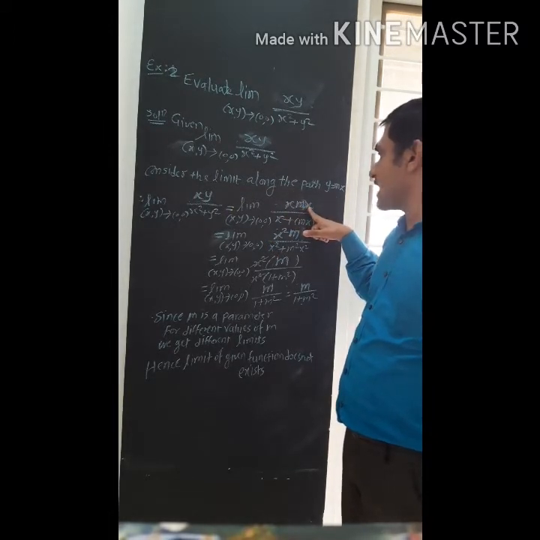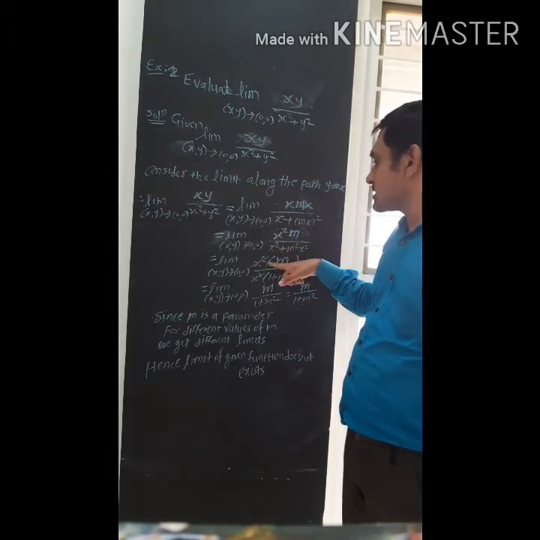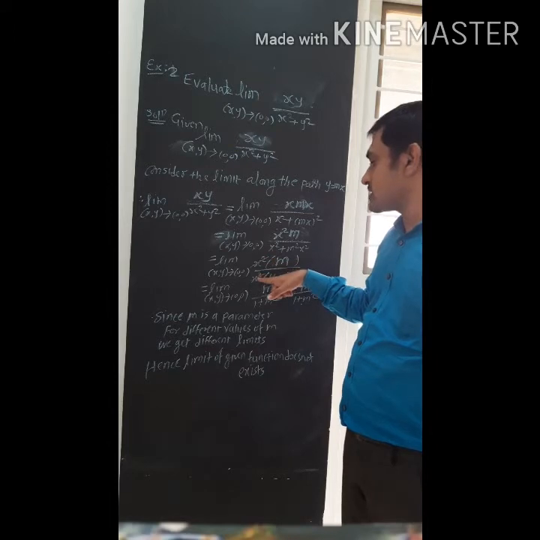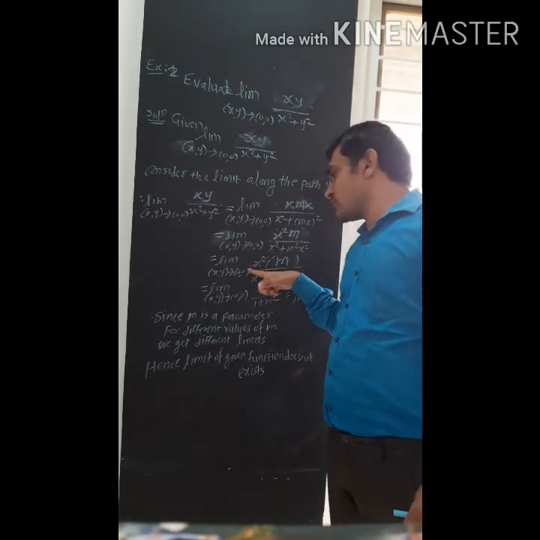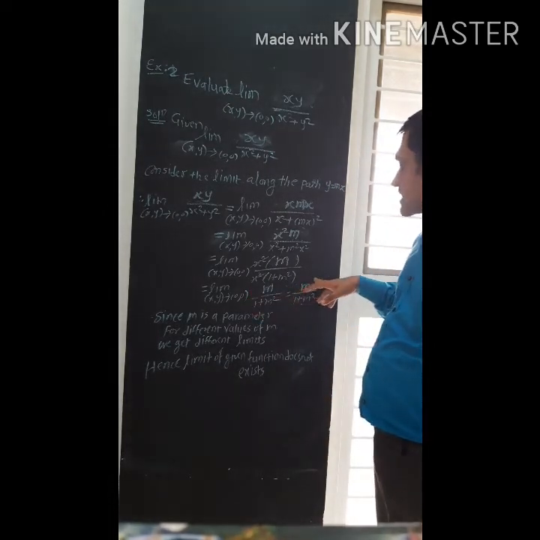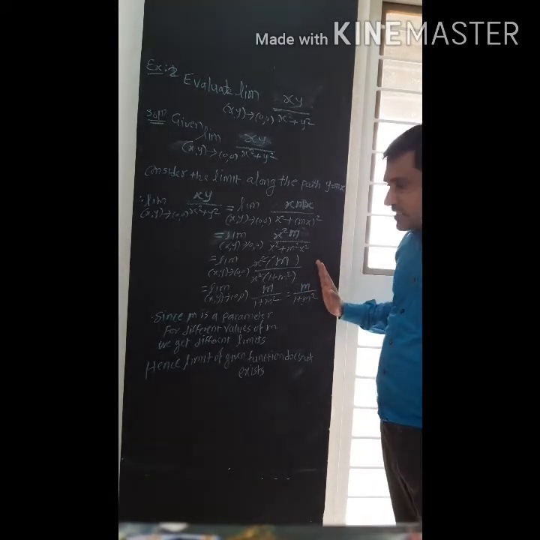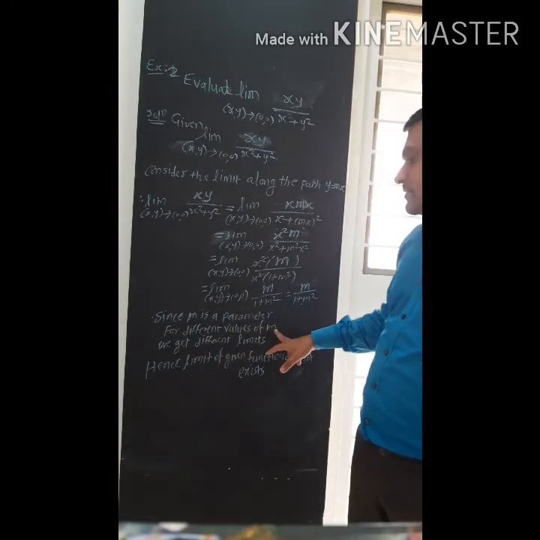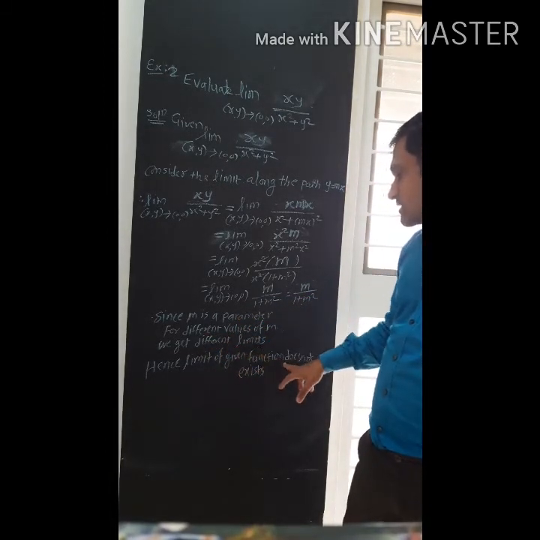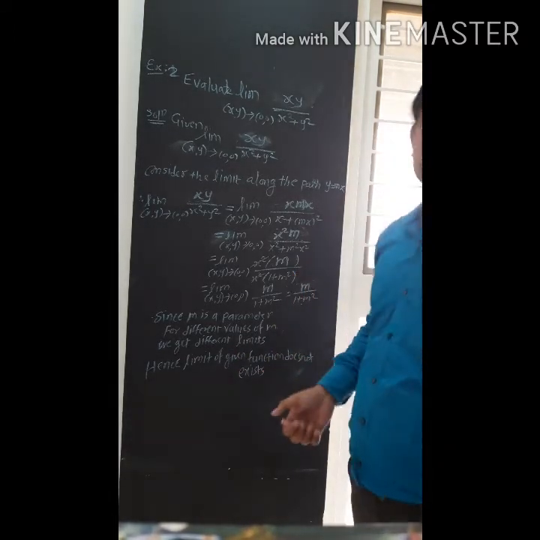So x into mx upon x square plus mx whole square. We can take x square as common from the numerator, and also x square as common from the denominator. So we get x square into m upon x square into 1 plus m square. So x square from numerator and x square from denominator get cancelled. So we get the limit as nothing but m upon 1 plus m square. Again we get the limit in the form of m, and m is a parameter. For different values of m we get different limits, and the limit of the given function does not exist, just as in the previous example.